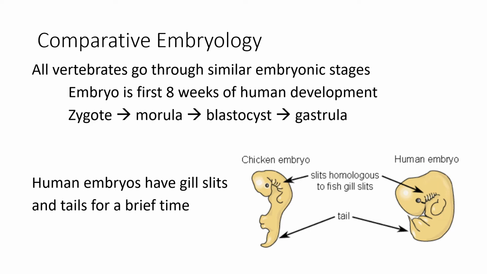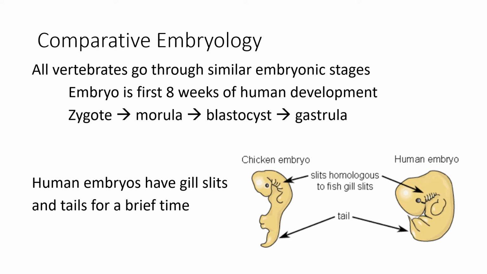Okay, so we learned in embryonic development for humans that the first 8 weeks is called the embryo, and you go through these phases. The zygote is the first cell, the morula is a group of cells, the blastocyst is becoming organized, and a gastrula is when the internal organs start to form. So there's a series of stages that all of these embryos go through, and it's very, very similar.